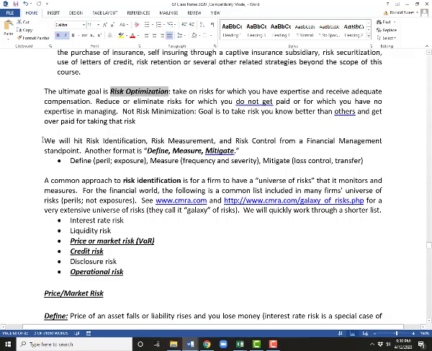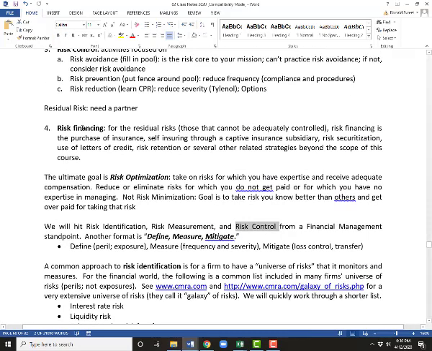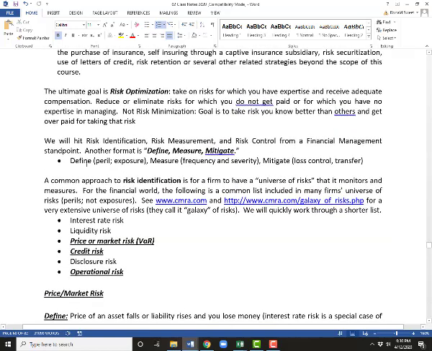All right, so this is the approach we're going to take: risk identification, risk measurement, risk control. We're going to do it in this format. Define the risk, that's the risk identification. Measure the risk, and mitigate the risk. That's the risk control, and it really includes risk financing. So define is where you talk about the peril and the exposure. Measure is where you talk about frequency and severity. And mitigate is where you use loss control or risk transfer.